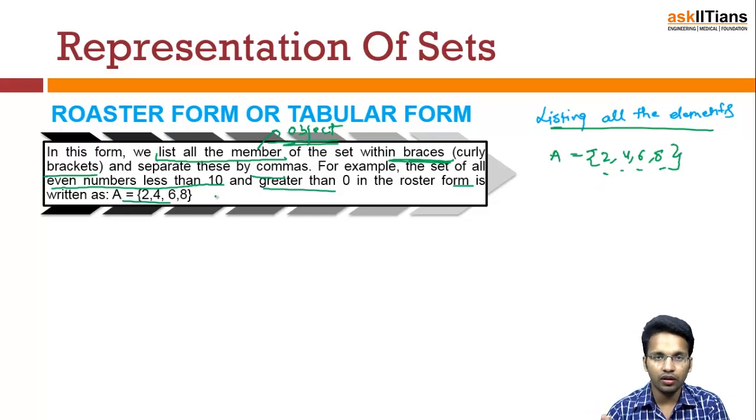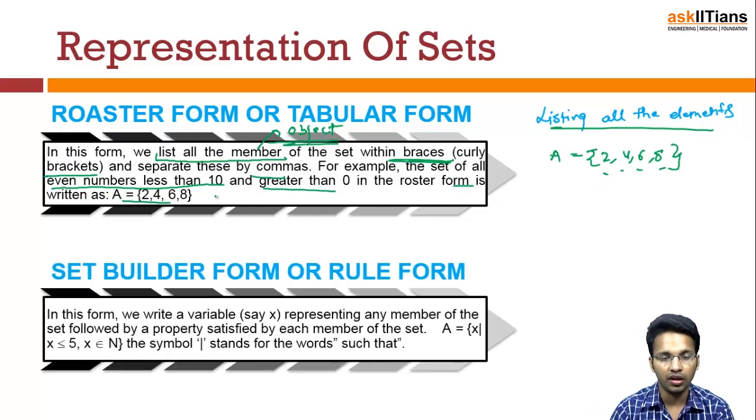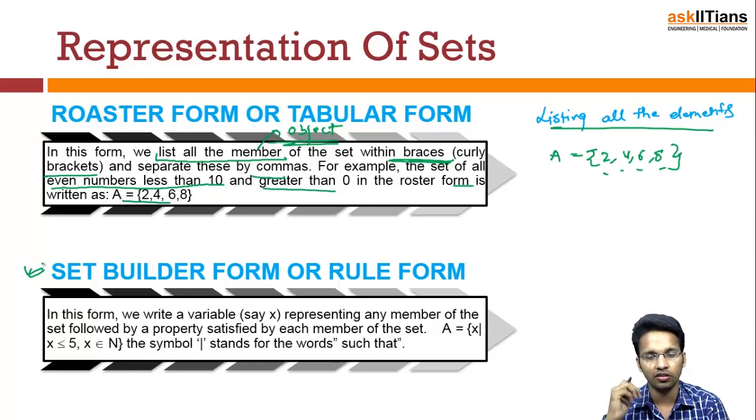The other one is the set builder form. At this point of time it might look a bit difficult, but it's actually easier. Now I'll tell the applications of both of them. When you're talking about roster form, you're listing all the things, but here you take a general element and write that as a part of the set and apply a condition on that.